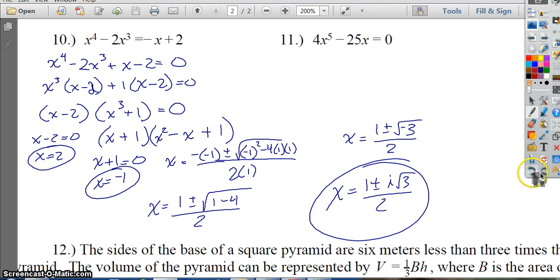So we gotta get rid of this little dot. So there's number 10. Careful, careful, careful with 10. Okay, the x cubed is huge.